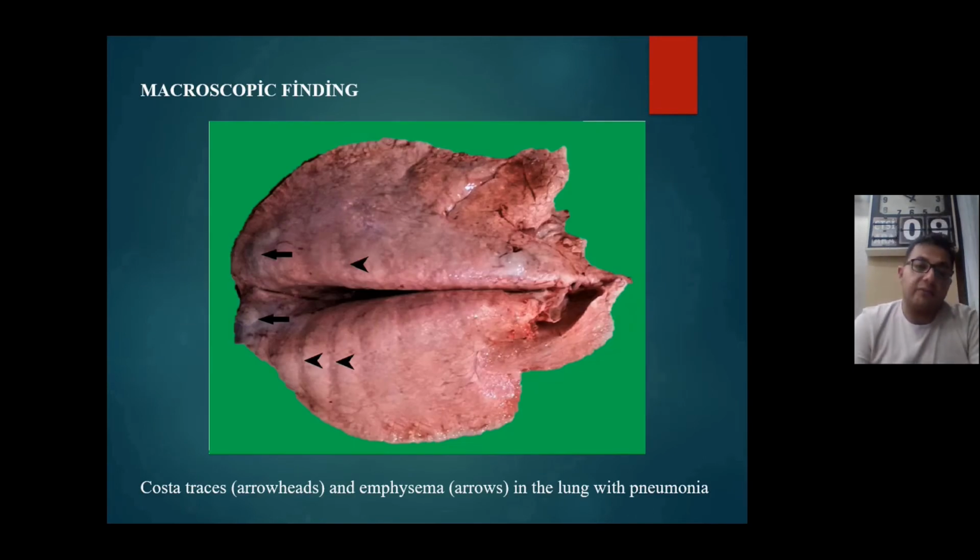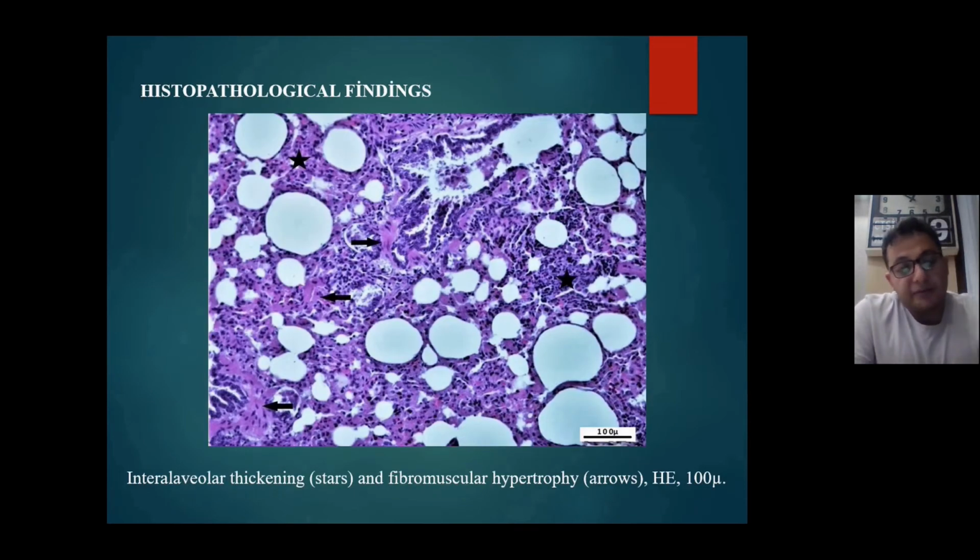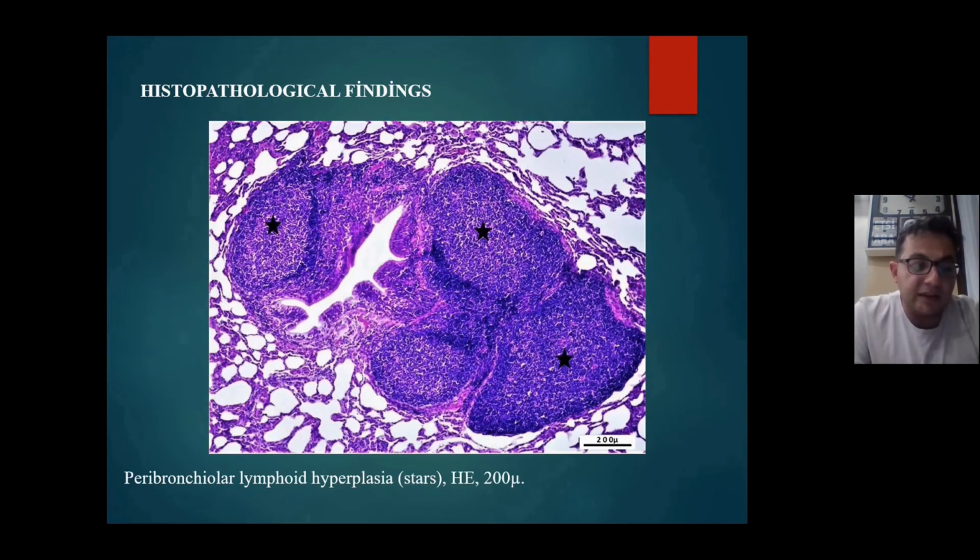As it appears on the screen, macroscopic findings: costa trace arrowheads and emphysema arrows in the lung with pneumonia. Histopathological findings: interalveolar thickening stars and fibromuscular hypertrophy arrows. Again, as it appears on the screen, histopathological findings: peribronchial lymphoid hyperplasia stars.